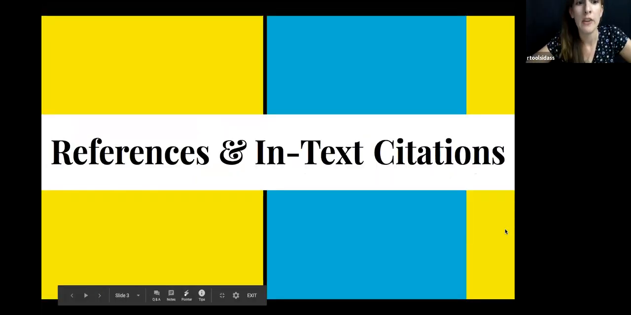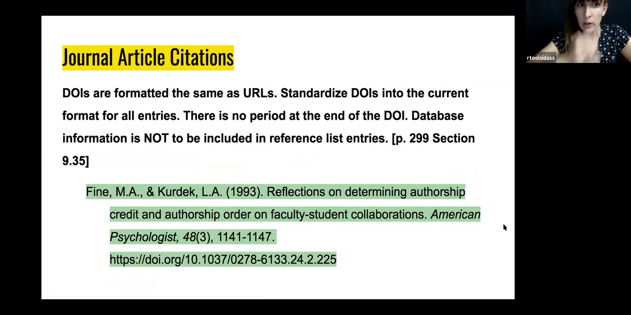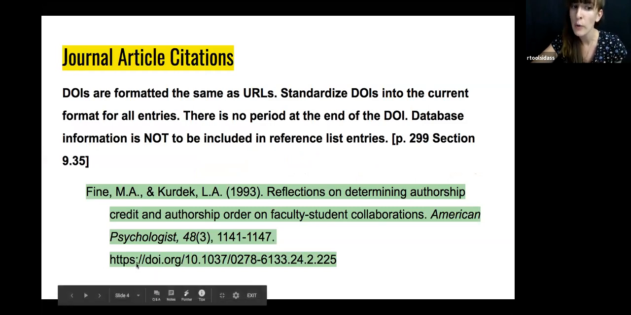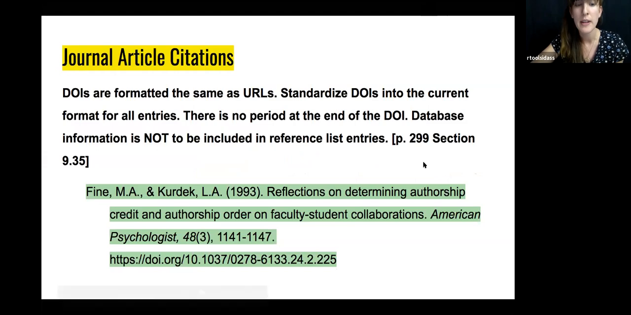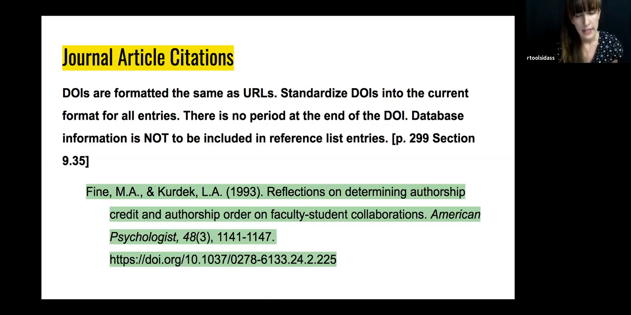So we're going to take a look at the changes to some of the references and in-text citations. For journal article citations, your DOIs should be formatted the same way as URLs. So it should begin with https://doi.org, followed by the DOI number. Standardized DOIs should be in that standard format. There's no period at the end of the DOI, so as not to interfere with the linkability of that DOI. And one of the new updates to journal article citations is that you don't want to include database information in your reference list entry.